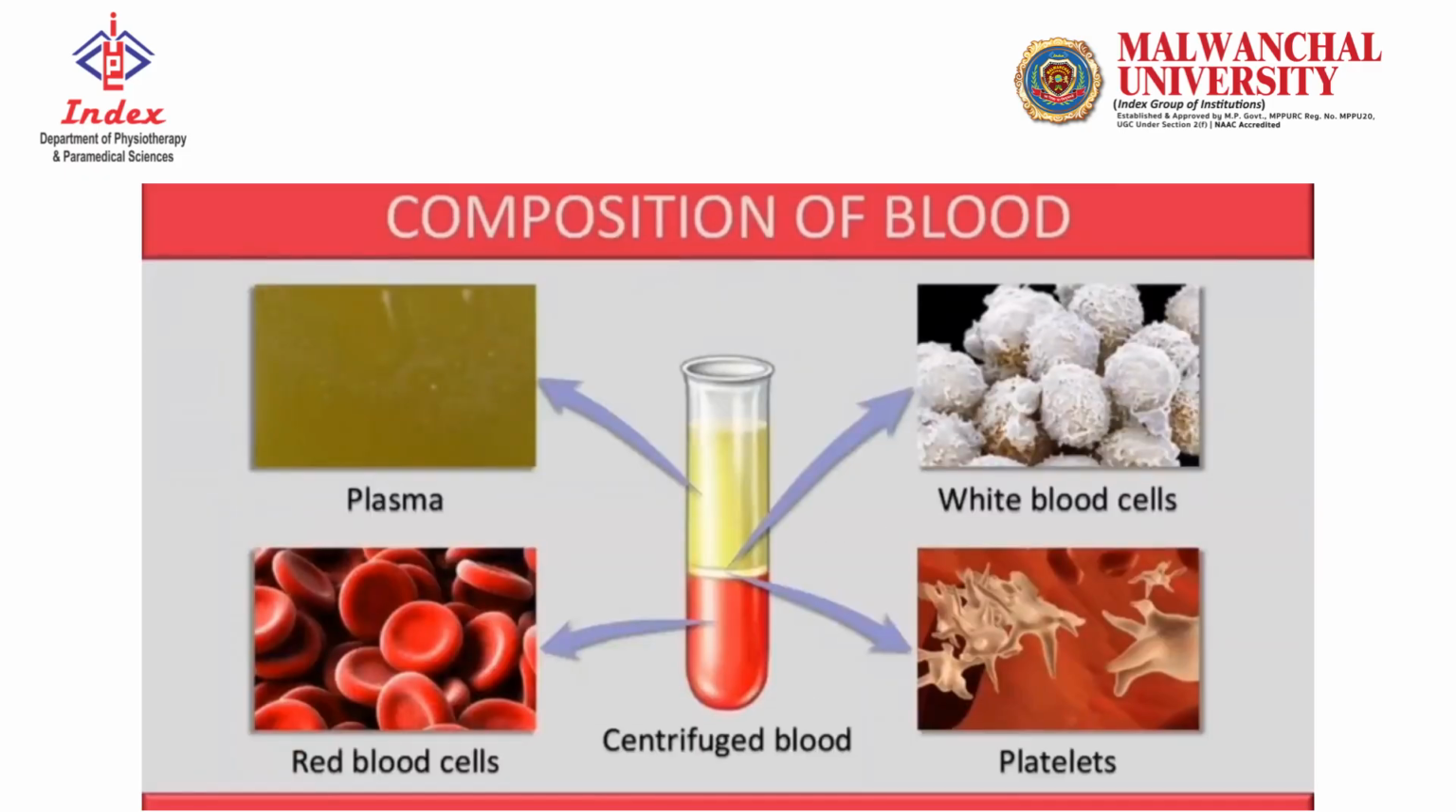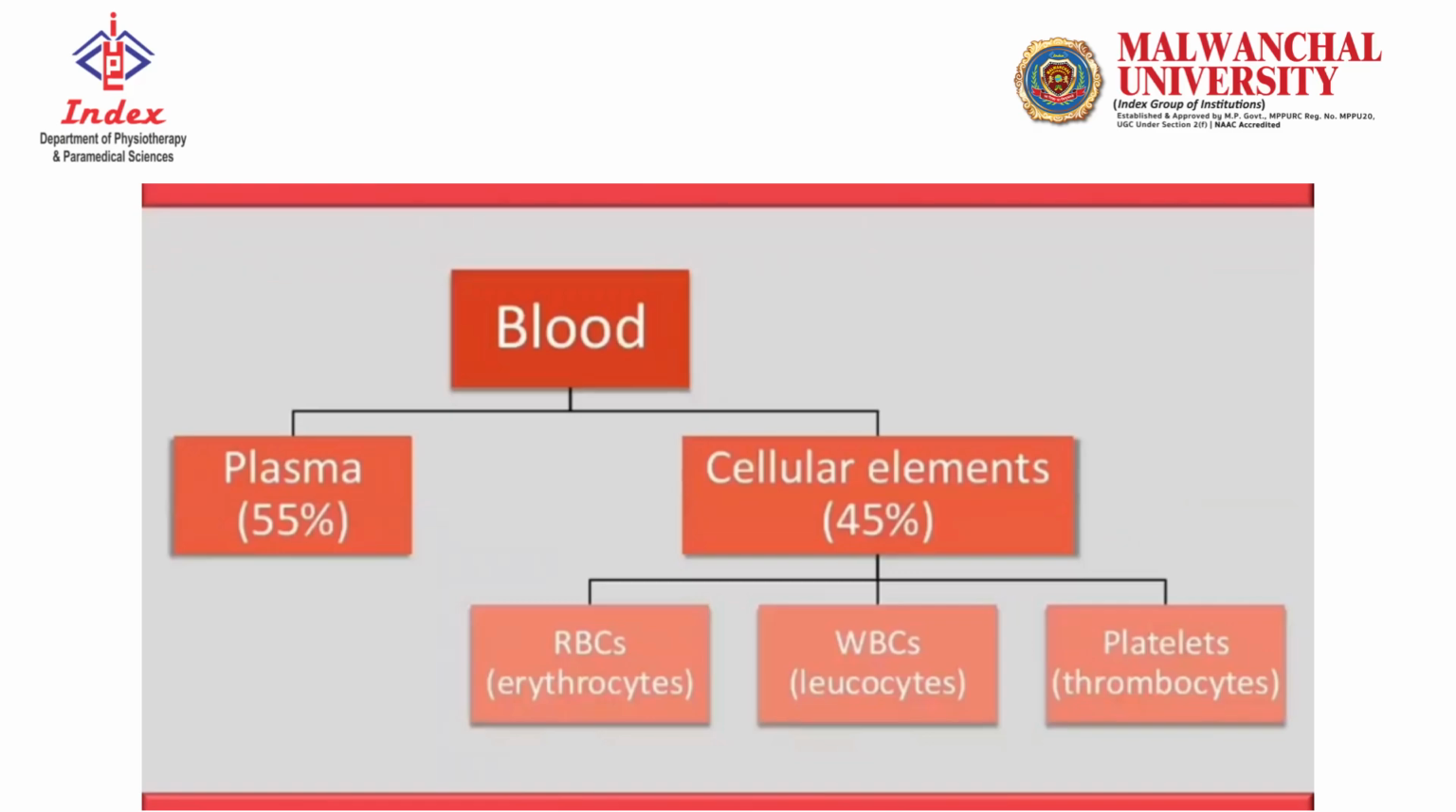Composition of blood. Now we'll discuss the plasma part. There is 55% plasma and 45% formed elements like RBC, WBC, platelets. Plasma is yellow in color. There are two parts of blood: 55% plasma and 45% cellular elements. Under the cellular elements: RBCs or erythrocytes, WBCs or leukocytes, and platelets or thrombocytes.